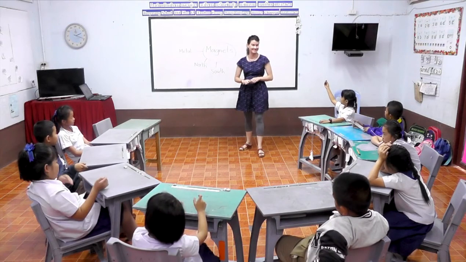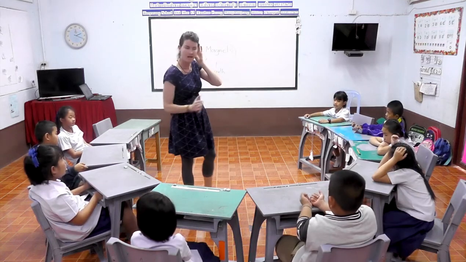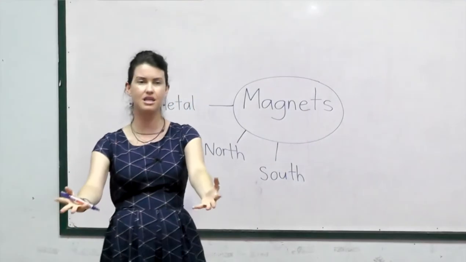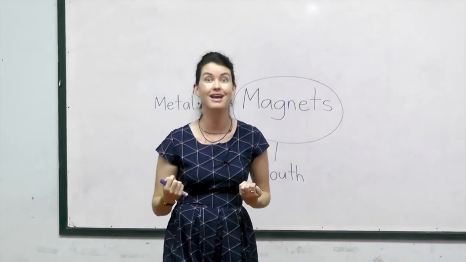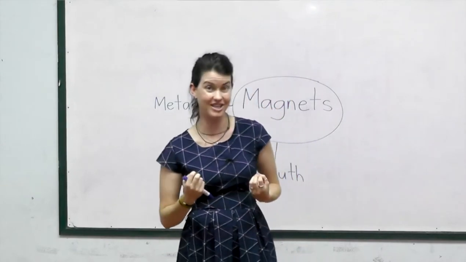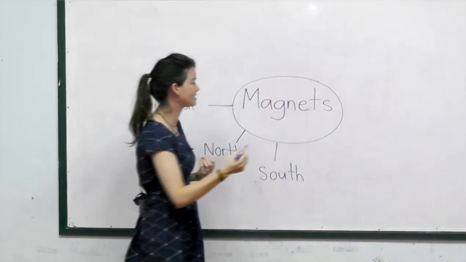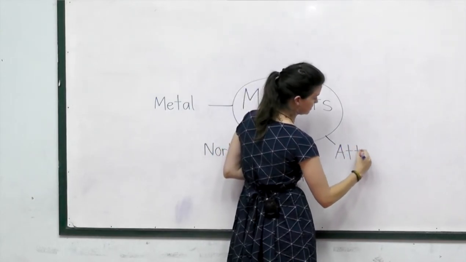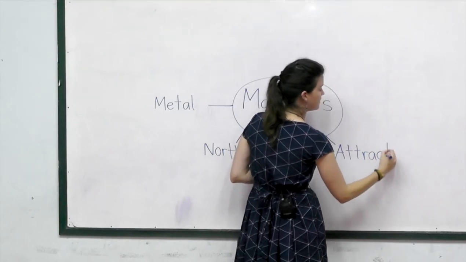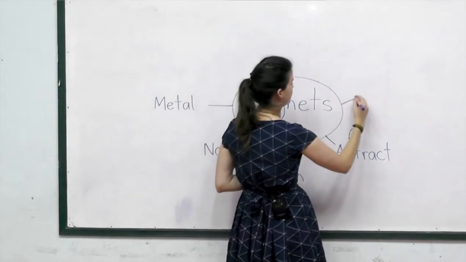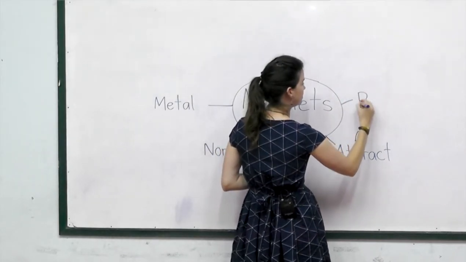Good. What other words do you think about when you hear magnet? What does a magnet do? Attract. And what does attract mean? Pull. Good. Let's put those words. Attract. That magnet will attract metal things. It will pull metal things to them. Good. Let's do repel.